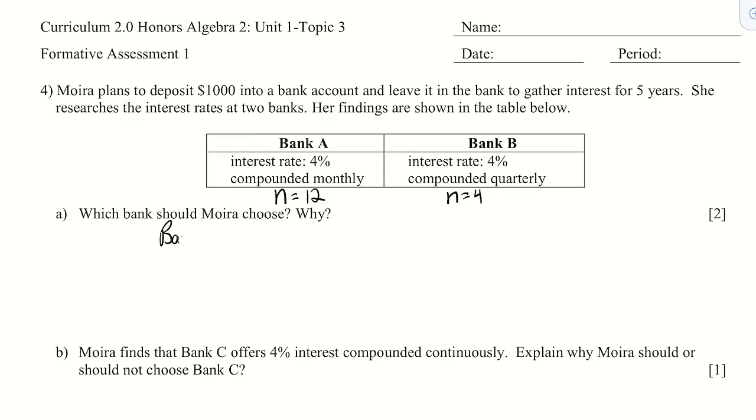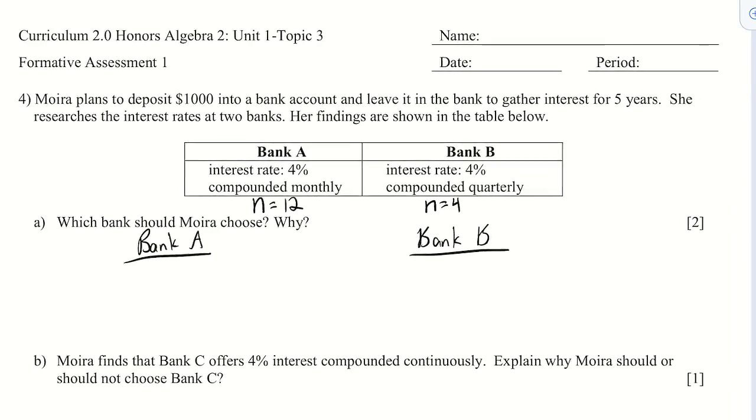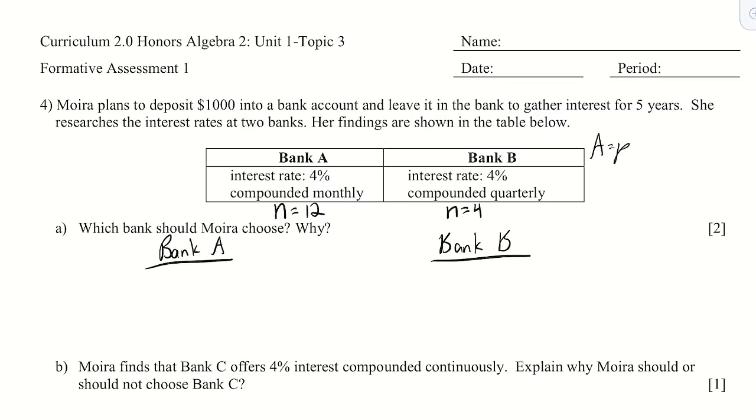So let's organize specifically for Bank A and Bank B. Now, some of you might know the answer right off the bat, because when you're compounding more times, you'll end up getting more money. But it's really not very much more money, so we'll just go from there. So the formula that we're using, I'll write it over here: the amount is equal to principal times 1 plus r over n, to the nt power.